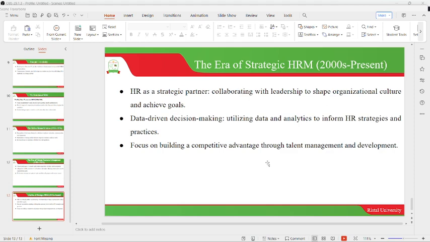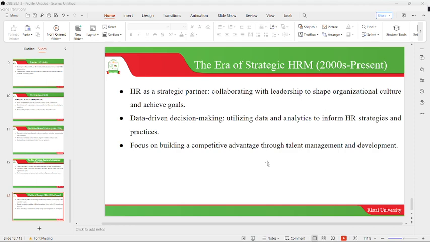The next one now is the era of strategic human resource management. That is 2000s to present now where we are. We are now in the era of the strategic human resource management. So as a strategic partner, we are looking at human resource or the employees in an organization as a strategic partner. It's not just about their performance or the daily work they do, but it's all about working with them to achieve the end goal.